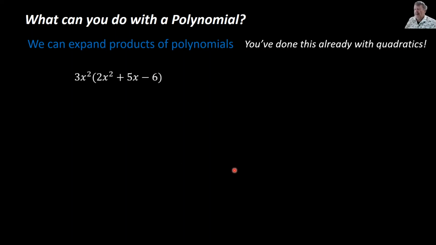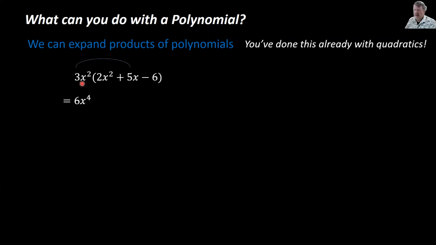Let's have a look at one. This looks familiar, doesn't it? We've got a term out the front times the brackets. What do we do? That's right. We multiply the first with the first, and we get 6x to the power of 4.